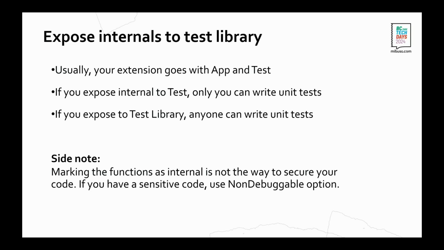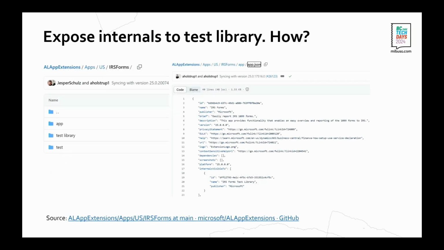Please be aware that internal is not the same as non-debuggable. So if you have sensitive code, sensitive things, you should use that property in your app. And just to see how simple it is, there is this internalsVisibleTo in the app JSON, where you in this case can see that we have exposed internals visible to the test library.